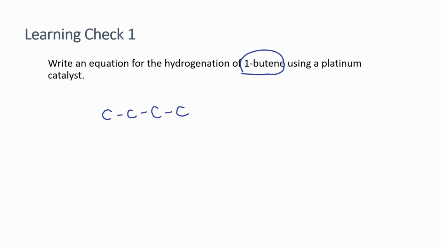So it's an alkene containing a carbon-carbon double bond in the first position. If I draw the condensed structural formula, it will look like this. I need to make sure that all carbon atoms have 4 bonds in the structure. Now, what is the product from the hydrogenation reaction?